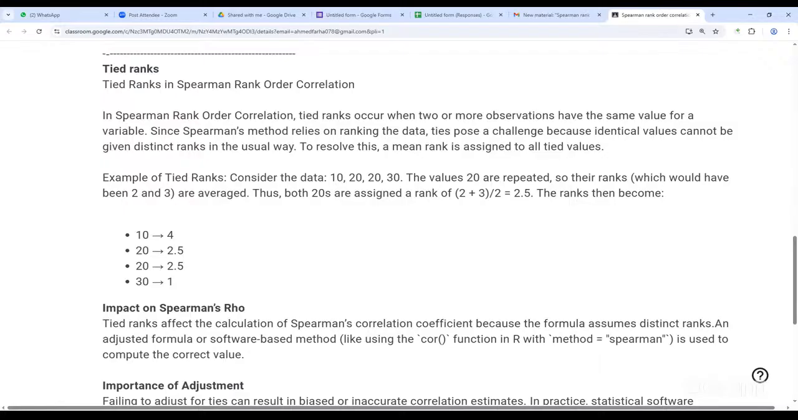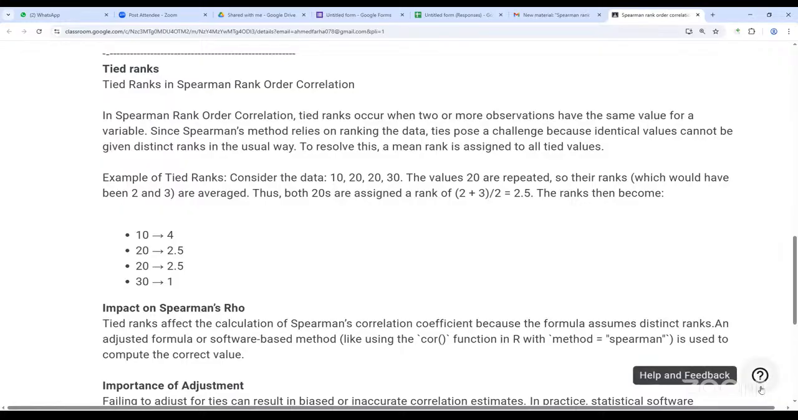Tied rank in Spearman rank order correlation. In Spearman rank order correlation, tie rank occurs when two or more observations have the same value for a variable. Since Spearman's method relies on ranking the data, ties pose challenges because identical values cannot be given distinct ranks in the usual way. To resolve this, a mean rank is assigned to all tied values.